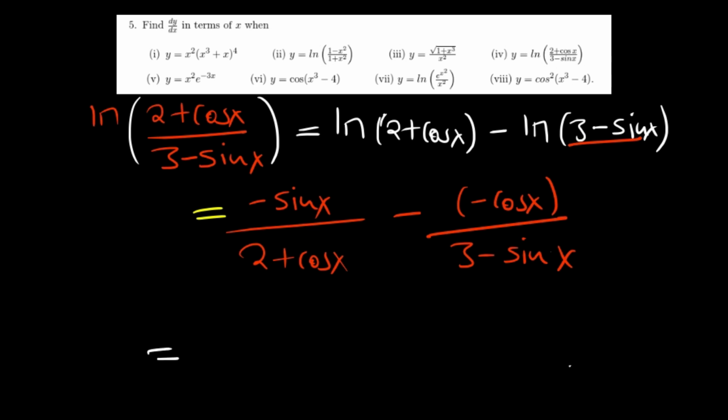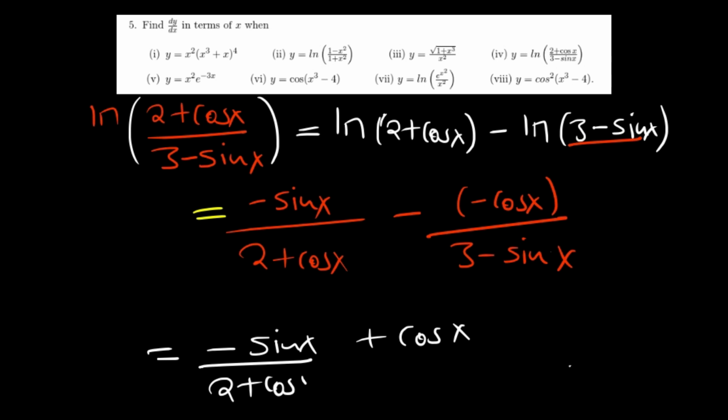So at this point we have negative sine of x plus cosine of x, over 2 plus cosine of x, and then that is 3 minus sine of x. I think this is okay to end at this point. Very fine. So you clearly show that you understand how to go about the logs. You clearly understand how to basically differentiate them.